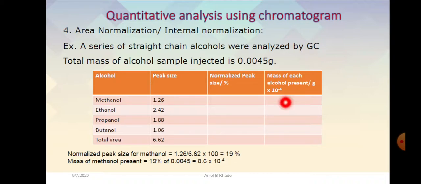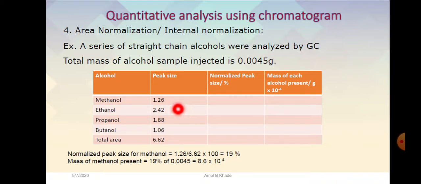So we can now find out the mass of the methanol. How to find out the mass of the methanol? We know the total mass of our sample is 0.0045 gram. So now we can calculate 19% of this entire sample, and that comes to around 8.6 × 10^-4. So we can write here, the mass of methanol is 8.6 × 10^-4 gram. This is called the area normalization method, and it compensates for the uncertainties introduced during sample preparation. Similarly, you can do it for the other components.